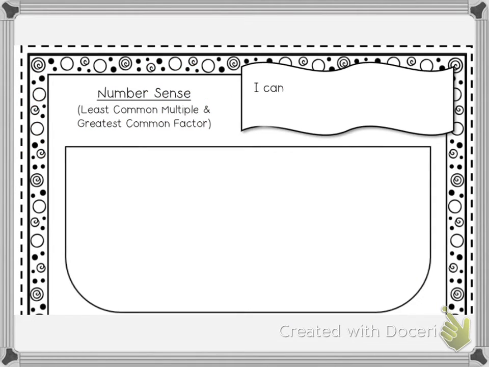Let's start with our I can statement up in the corner. Our I can statement is: I can find multiples and factors. And we're going to go over the difference between those two terms and what they mean. So now let's go over what LCM and GCF mean.